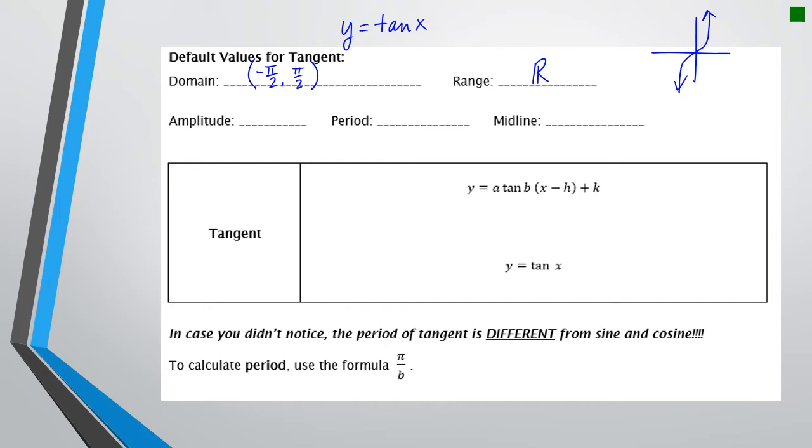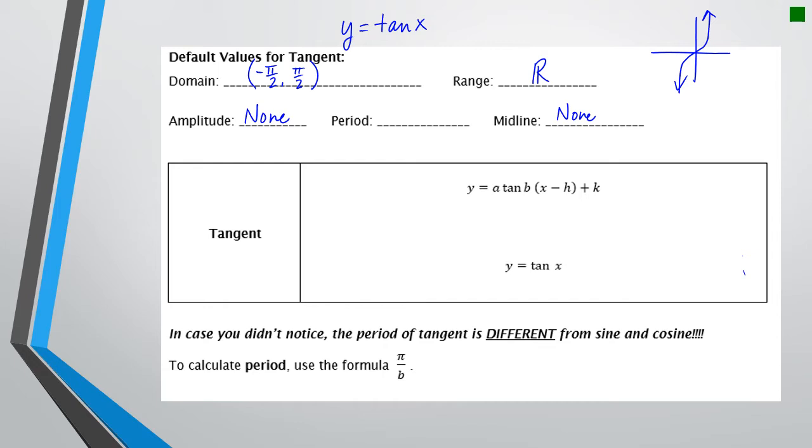This graph actually will never have an amplitude. So under amplitude, I'm going to put none. And the reason is because it's already infinitely tall. It goes on forever and ever, up and down. So there's no way to say that you're making something twice as tall or half as tall if it goes on forever and ever. For the same reason, or similar reasons, there is no midline, because who's to say where the middle of something that's infinitely tall is? So there will never be an amplitude and there will never be a midline for tangent.